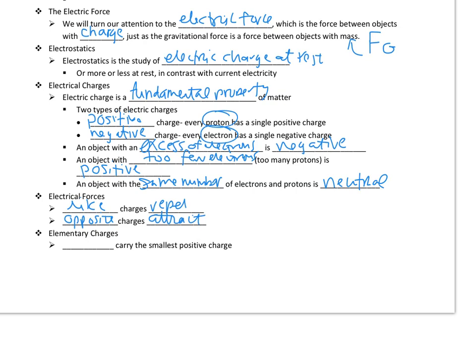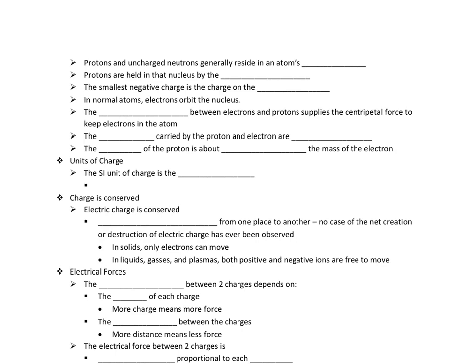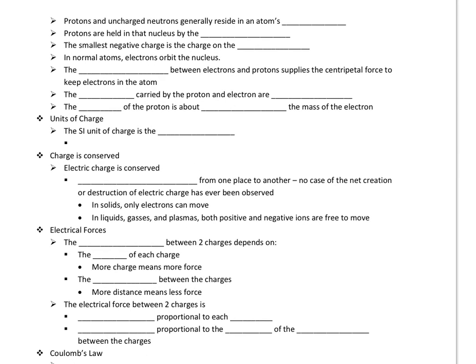So looking at the elementary charges, protons are going to carry the smallest positive charge. And protons and uncharged neutrons generally reside in an atom's nucleus. Again, this should all be review. Protons are held in the nucleus by something called the strong force. We're not going to really get into what the strong force is, just know that it's in the same category as maybe gravity or the electric force. It's just a fundamental force of nature. The smallest negative charge is the charge on the electron.